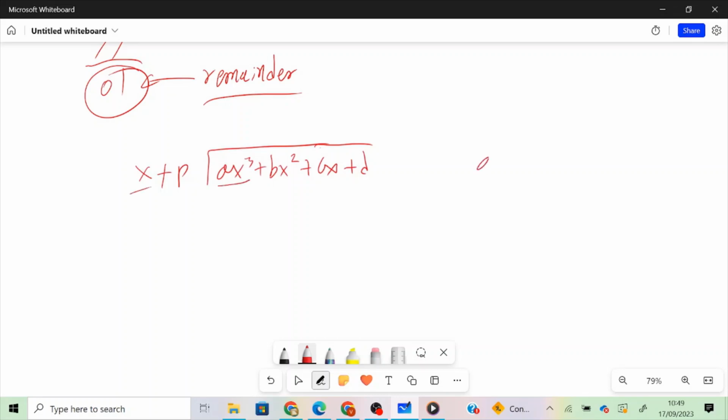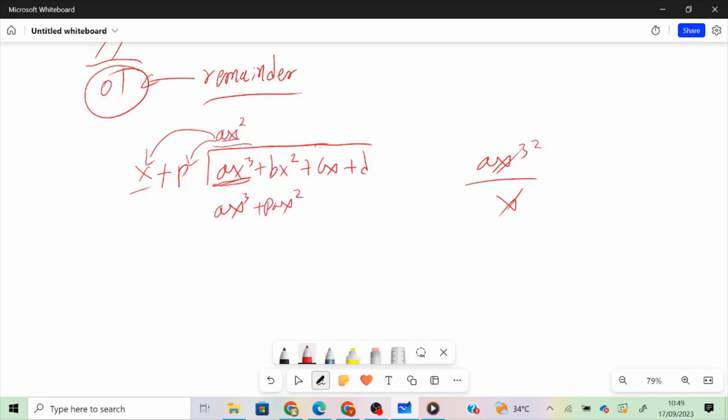Ax cubed divided by x. If we have a quick look at that, the x will cancel out, so we will have ax squared over here. Now whenever we do that, we see what ax squared times x is, and that should always give you the answer over here. So ax squared times x gives ax cubed, and then ax squared times p gives us plus pax squared.